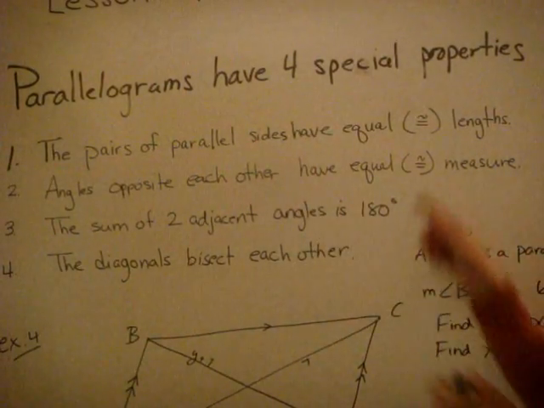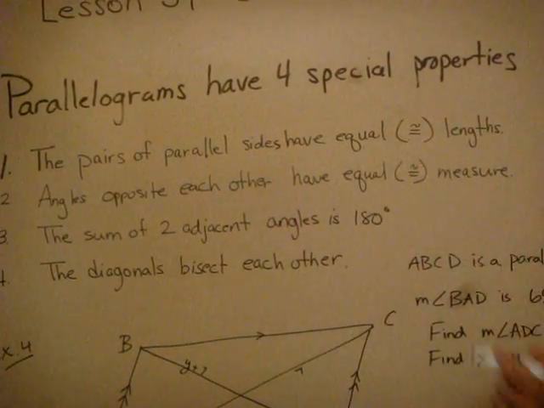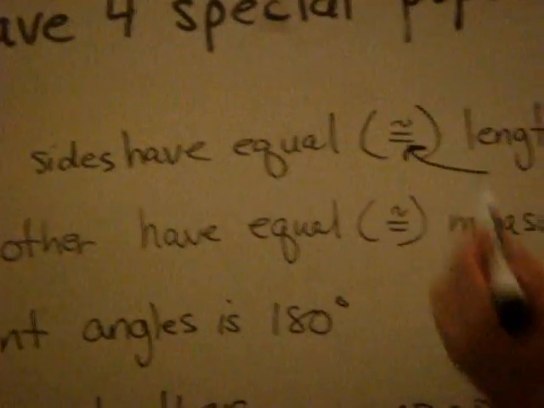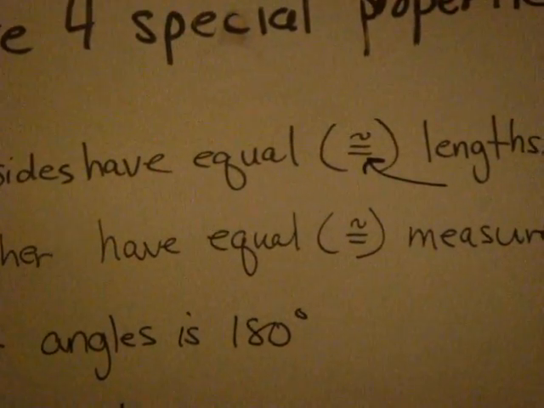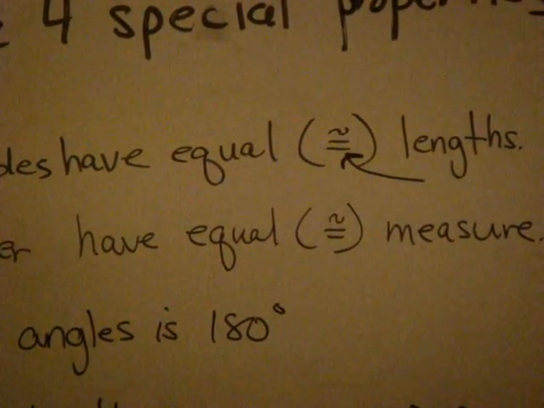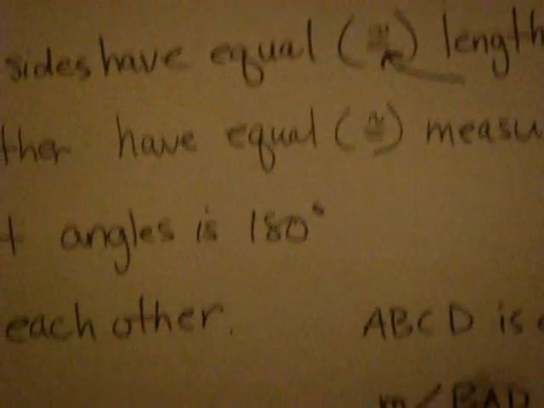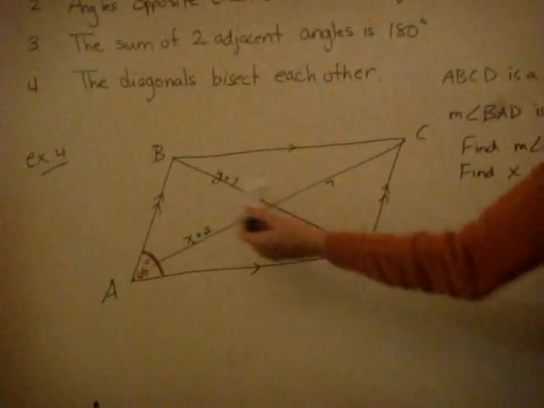have equal or congruent lengths. This is a sign for congruency. That just means if you took an image of them, they would be the same. So the pairs, down here is a parallelogram. The parallel sides are the same length.